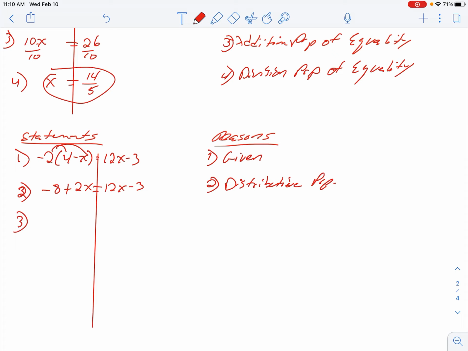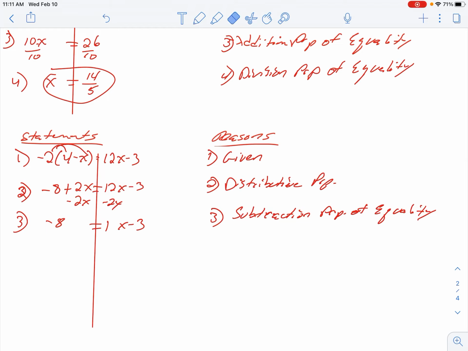Now, after that, I've got x's on both sides. So I want to get the x's to one side, and in this case, I'm going to move the smaller x. It's a 2x, so I'm going to subtract it. The negative 8 comes on down. 12 minus 2 is giving me 10x minus 3. And because of minusing 2, that is my subtraction property of equality.